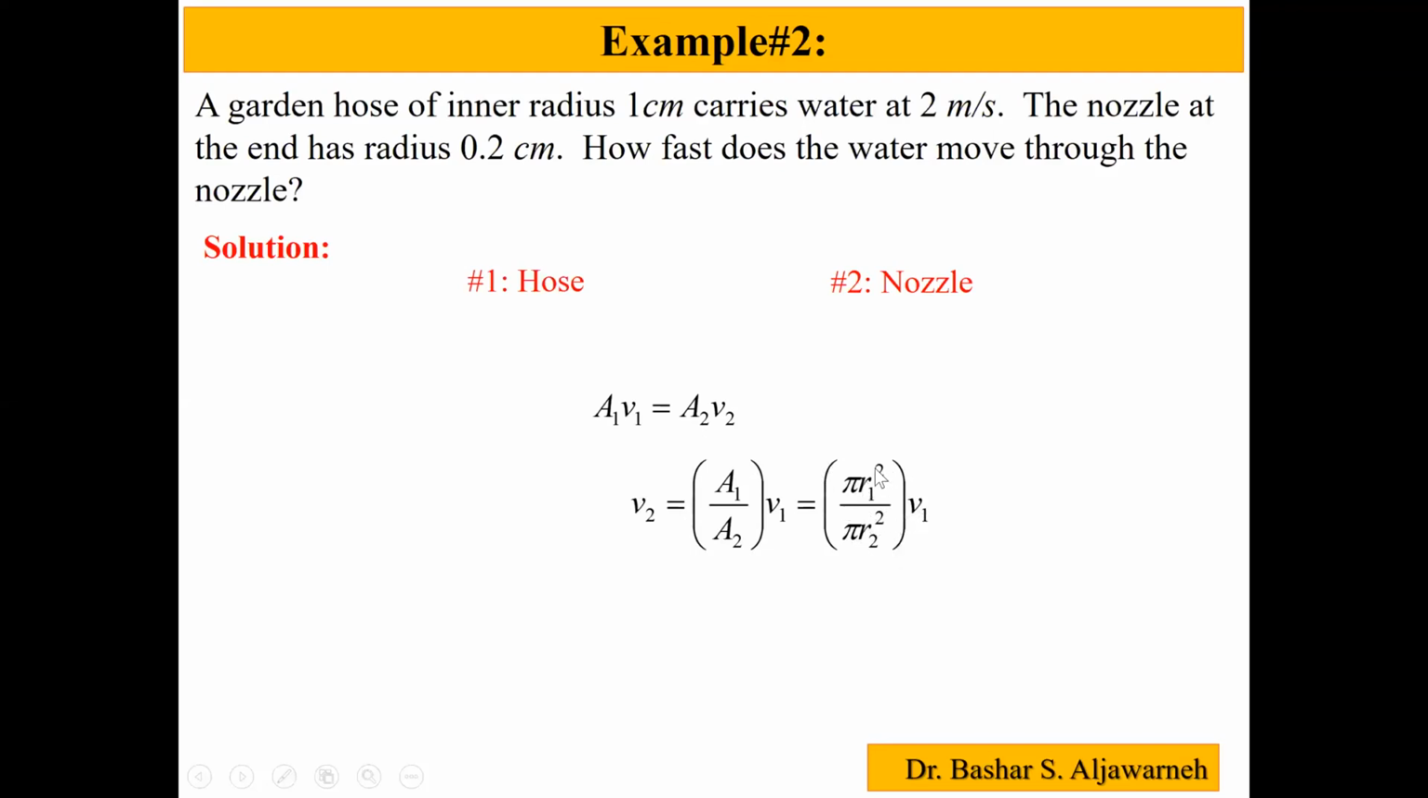The radius is given and the velocity is given. Do your calculations and substitute the values of each parameter. You will get the velocity through the nozzle, which is 50 meters per second. And you can tell the following from here: as the area decreases, the velocity increases. It's obvious here, A2 is smaller than A1, but V2 is larger than V1.